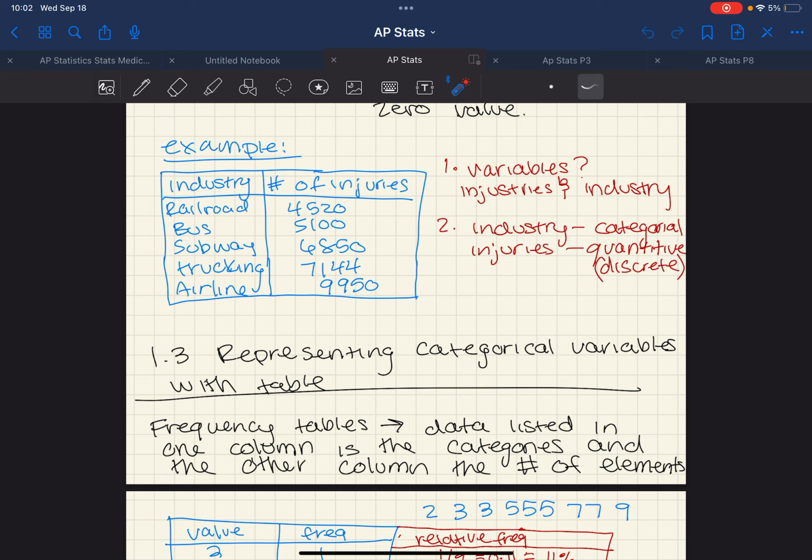But let's say we had data of the number of employees employed within each industry. So if we compared, let's say, railroad to airline, airline looks like they have a lot of injuries, but I bet you a whole lot more employees work for airlines than they do railroads. Railroad is just not a popular mode of transportation anymore compared to airlines. So it makes sense that airlines has the highest number of injuries because they probably have the highest number of employment.